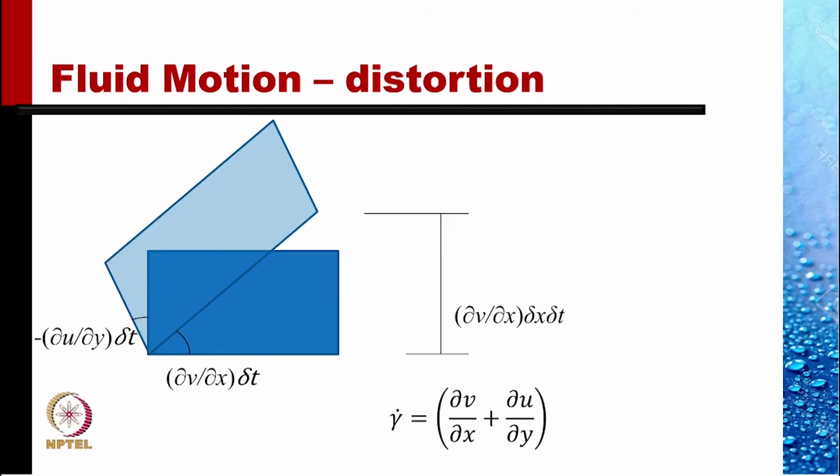We had seen earlier when we had flow through a channel in which there was only one component of velocity u, which was a function of y. The rate of strain, the rate of distortion was just du by dy. In two-dimensional flow, this would be dv by dx plus du by dy.